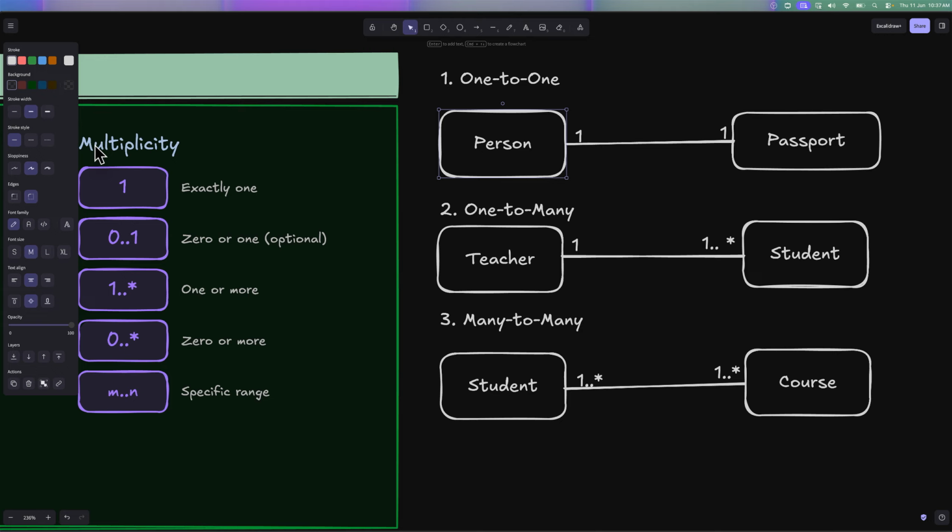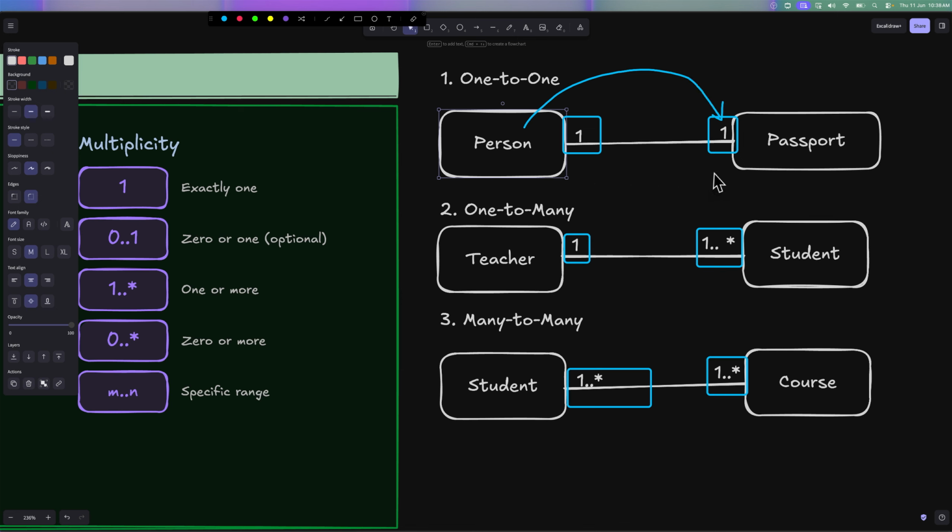You see these small numbers beside the classes, for teacher and student, for student and course. So how do you have to read? If you are reading from left to right, that means one person can have one passport. From right to left, one object of passport can be associated with one person. This is how you have to read.